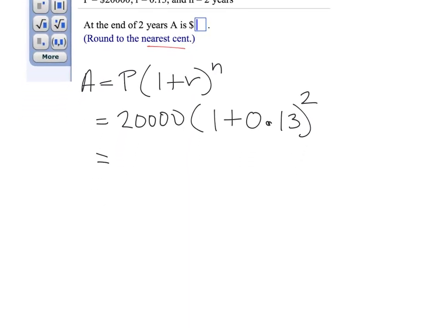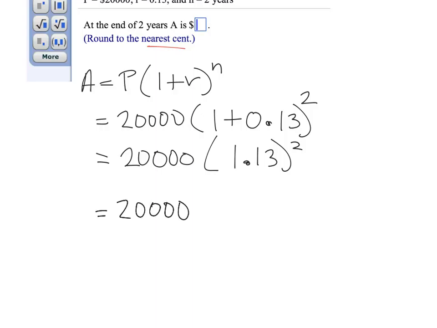If you're going to be using your calculator on this, you can't multiply this yet. You have to do what's inside the parentheses first. So what's inside the parentheses is 1.13 raised to the second power. Again, you're not able to multiply by the 20,000 yet because first you have to do the exponent. So we've got 20,000, and then this piece, 1.13 raised to the second power.